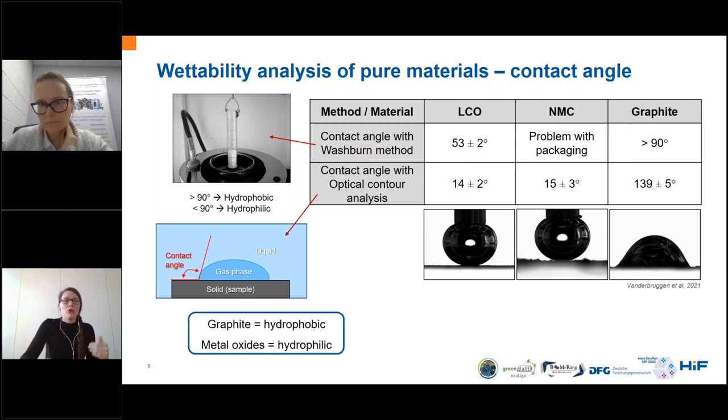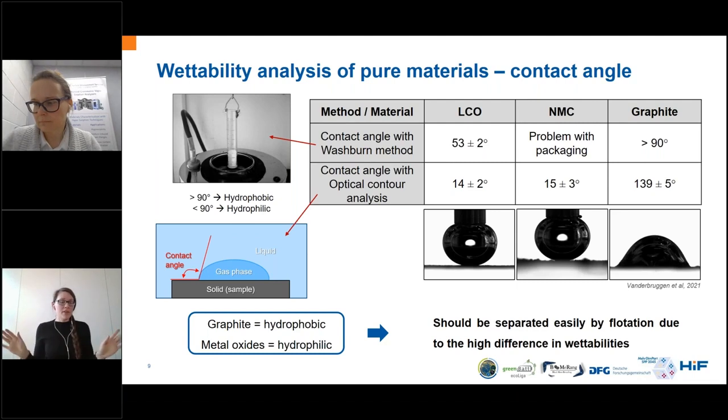So here you could really say, according to these contact angles and the definition of the contact angles, that the graphite is hydrophobic and the metal oxides are hydrophilic. So if we just look at these contact angles, the separation should be very easily done because we have really high difference in wettabilities.